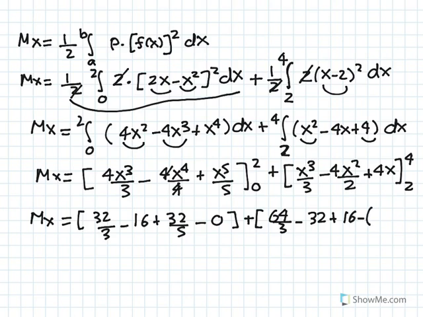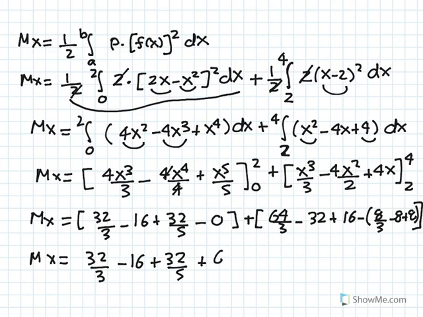Minus, now put the lower limit in: 2 cubed, that's 8, divided by 3. 2 squared is 4 times 2, minus 8. And 4 times 2, that's plus 8. Close off the brackets and close off the square bracket and simplify. So the moment with respect to the x-axis is equal to 32 over 3 minus 16 plus 32 over 5 plus 64 over 3.